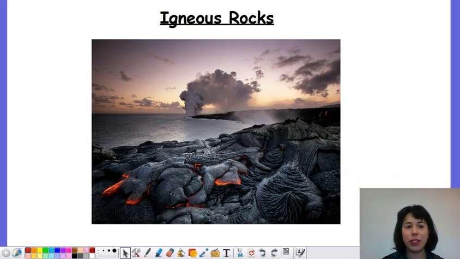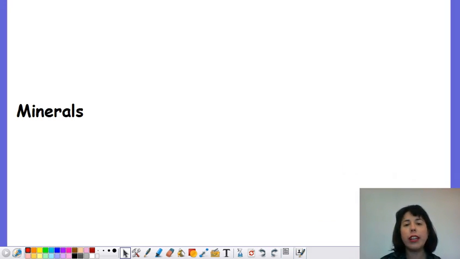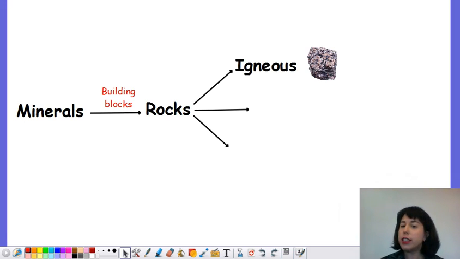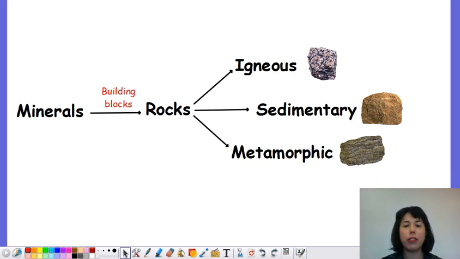Let's get started. Before we really dive into igneous rocks, we need to talk about minerals. As you recall, minerals are solid, naturally occurring, inorganic items with a fixed composition. They're crystalline elements or compounds. Minerals happen to also be the building blocks of rocks. And rocks are solid, naturally forming substances that make up many landforms and various other features. We can classify rocks into three groups: igneous, sedimentary, and metamorphic.